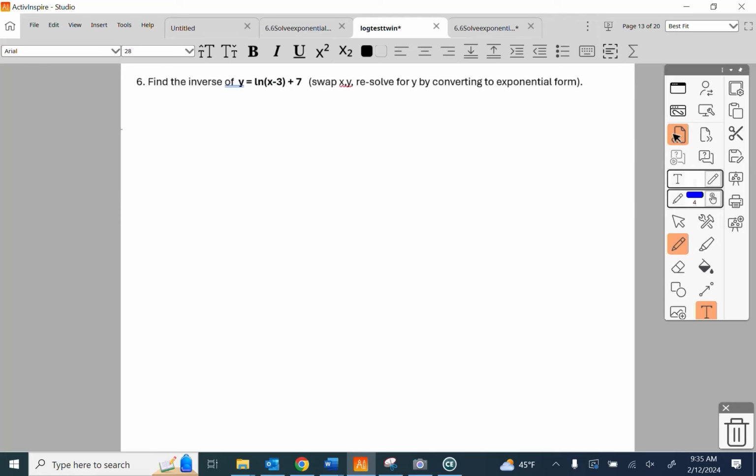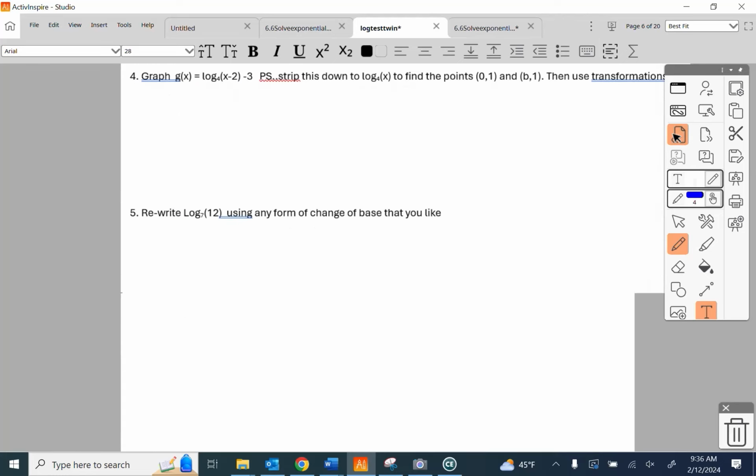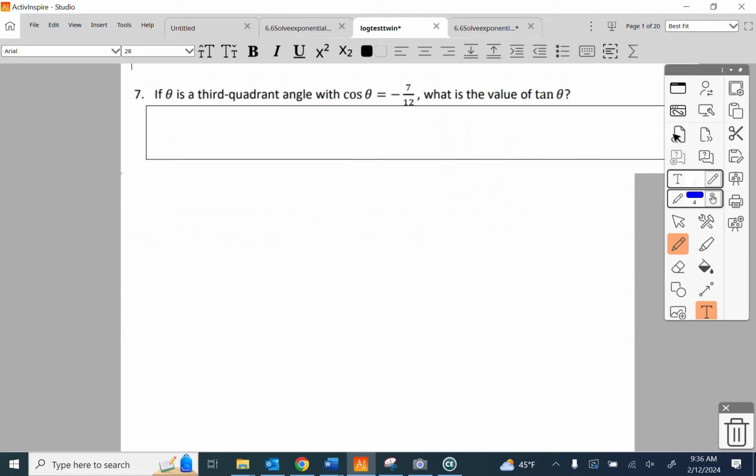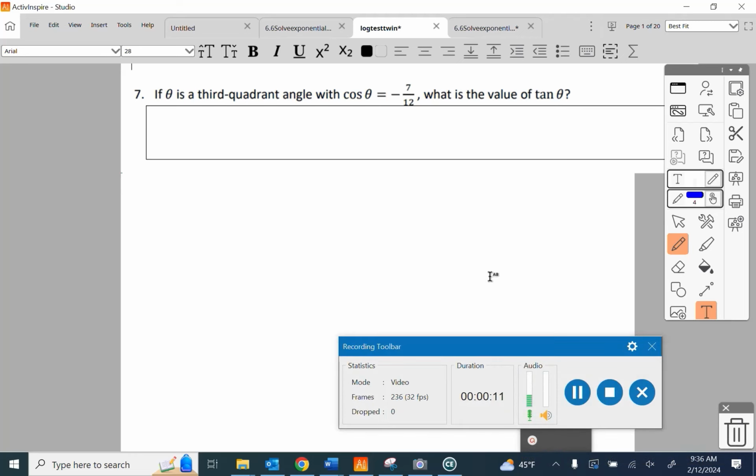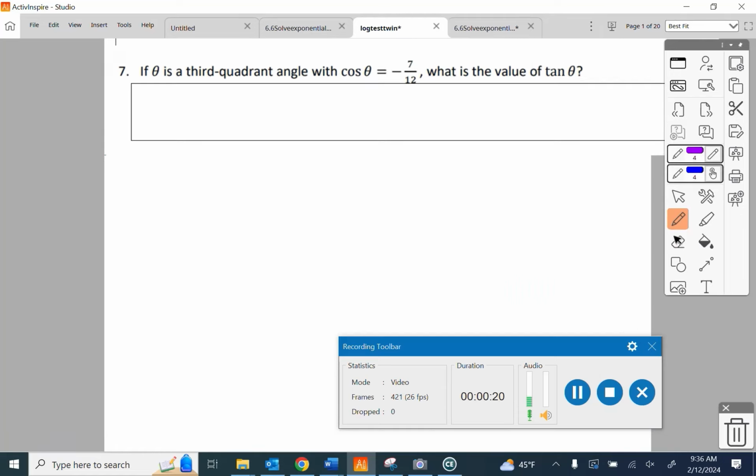Well, here we go. We've got a Algebra 2 test coming up, and I've got a little bit of break time here, so let's go over the bonuses. Let's also make sure this thing can hear me. Good, it can. If theta is a third quadrant angle with the cosine ratio being -7/12, what is the value of tangent?